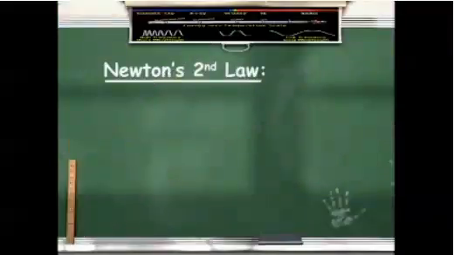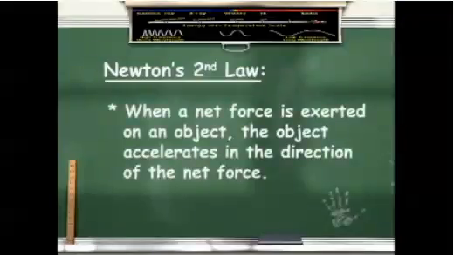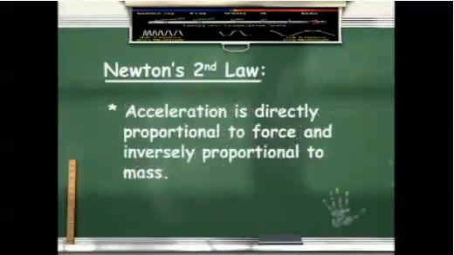You already have the first part of the law in your notes. When a net force is exerted on an object, the object accelerates in the direction of the net force. Now add the second part. The acceleration of the object is directly proportional to the net force exerted and inversely proportional to the mass of the object.